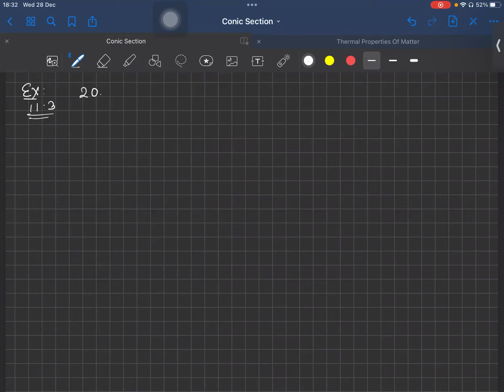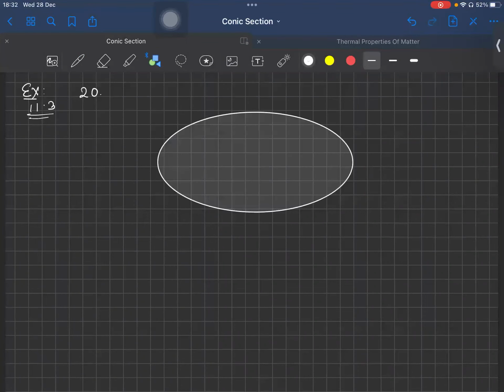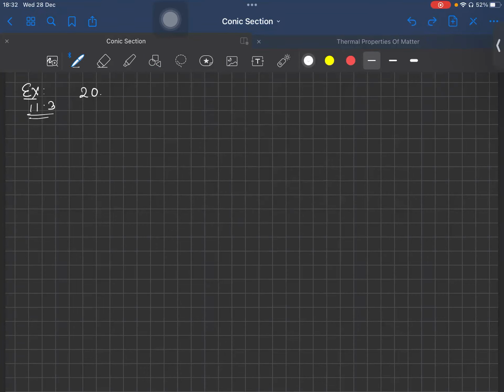Done. See, the major axis of the ellipse is on the x-axis and it passes through points 4, 3 and 6, 2. Okay, so this is a different problem. It is given that the major axis of the ellipse is on the x-axis. All right, so the ellipse is this. This is the ellipse they are talking about.